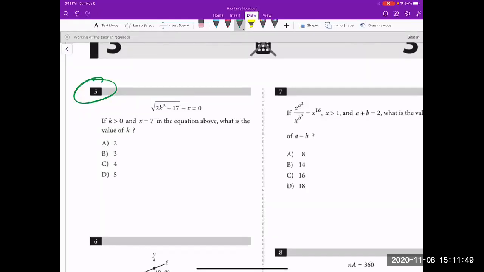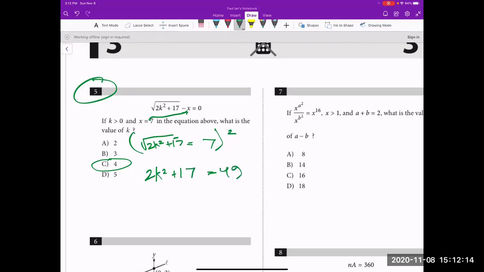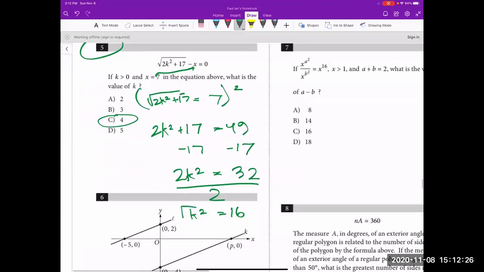C. Yeah, this one's C. And what did you do with this one? So I put 7 into the equation, and then added 7 to both sides. Okay. And then you just squared both sides. Okay. So then that equaled 49. And then I subtracted 17 from both sides. Then I divided by 2. And then took the square root of both. Okay. And it has to be positive, yep. Okay, so that's good.